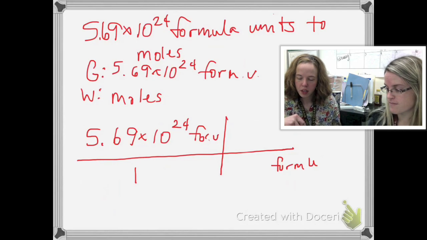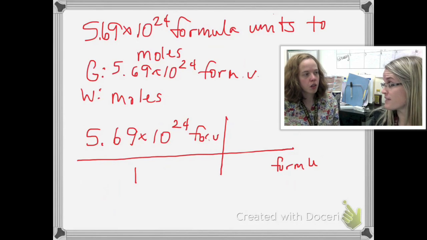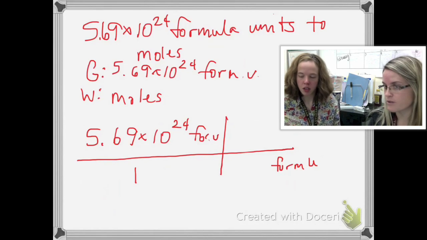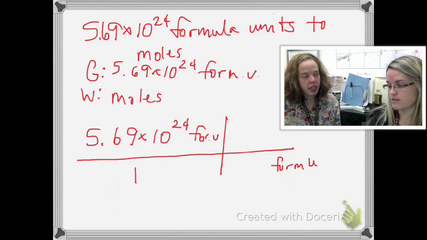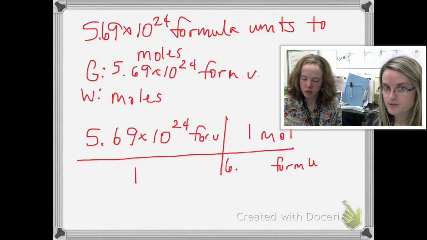What do we know about formula units and something else? I know I can use a conversion factor there, and I can say that 1 mole is equal to 6.02 times 10 to the 23rd. All right, so if we've got formula units down here, I need to put 1 mole on top. And how many formula units is 1 mole? 6.02 times 10 to the 23rd.